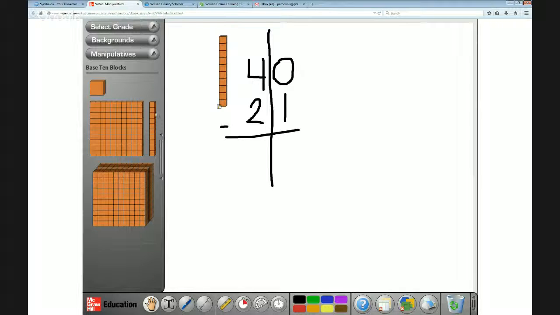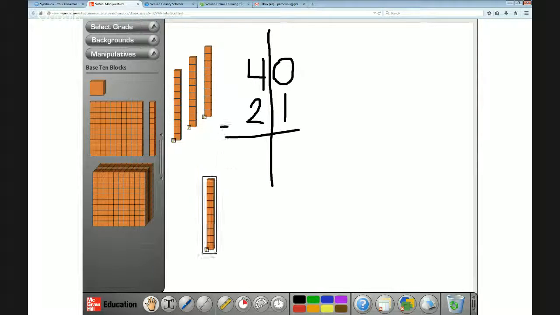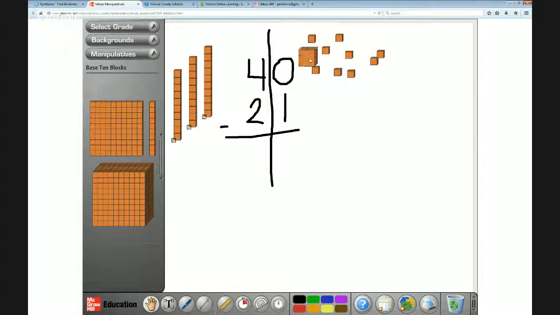So let's set up our tens, knowing good and well we're going to need to regroup them. 4 tens, right here. That's how I know 4 tens. And I'm going to trade that in. I'm going to get rid of one of my tens and trade it in for 10 ones. 1, 2, 3, 4, 5, 6, 7, 8, 9, 10.